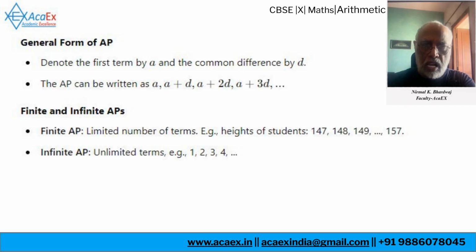General form and types of APs. If we let a be the first term and d be the common difference, the general form of an AP can be written as a, a plus d, a plus 2d, a plus 3d, and so on. APs can be either finite or infinite. A finite AP has a limited number of terms, like the heights of students in a class. An infinite AP has unlimited terms, like the list of positive numbers 1, 2, 3, 4, and so on.